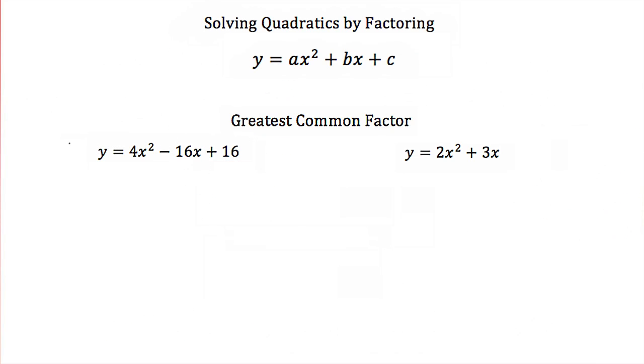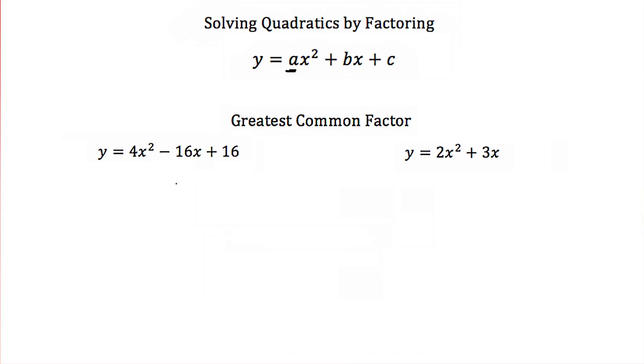Now what if we were given a quadratic that didn't have a 1 on the quadratic term? So we have this a here instead of just a 1. So this is some number. So if we have y is equal to ax squared plus bx plus c, there's two main ways to factor this. And the first one we're going to talk about is the greatest common factor.